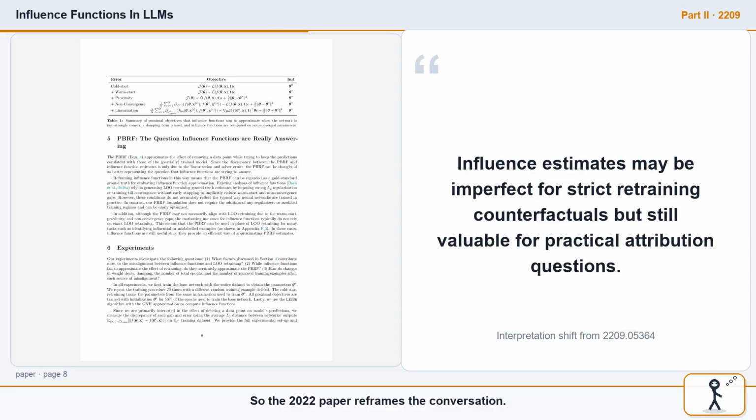So the 2022 paper reframes the conversation. The question is not just whether influence equals leave-one-out exactly. The practical question is whether influence-based rankings answer intervention and debugging tasks robustly. Under that lens, the methods remain informative.